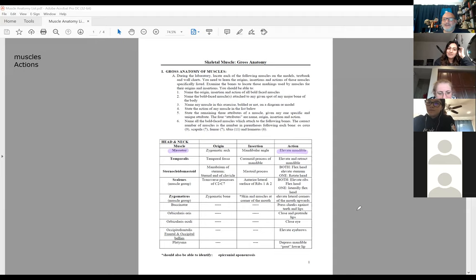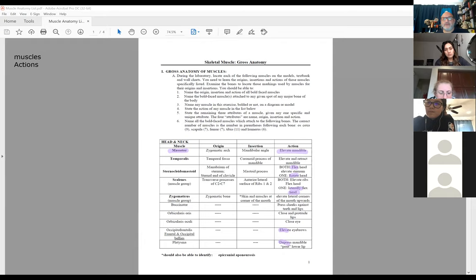But notice these include things like flexing, like rotating, like elevating, like depressing. These are the terms that we've used, and these are the terms that we're going to continue to use. Lateral flex, all of those things are things that we have talked about. These are terms that we are familiar with from the last section.